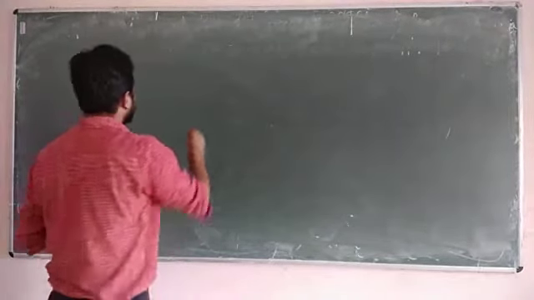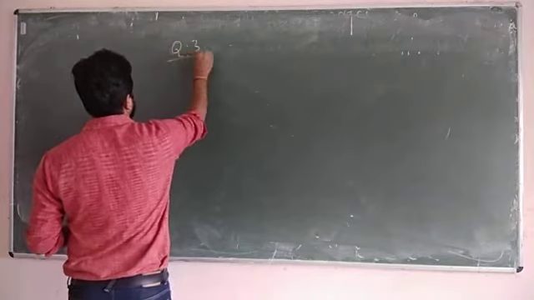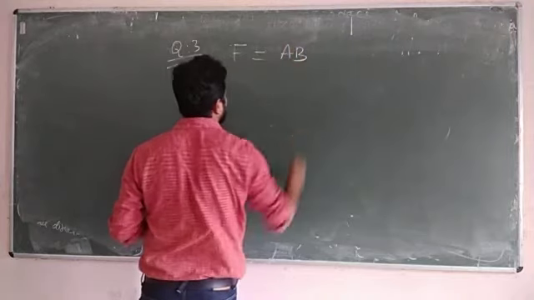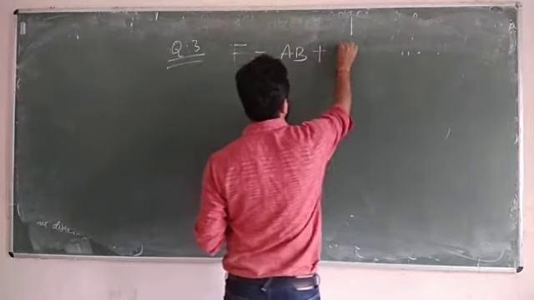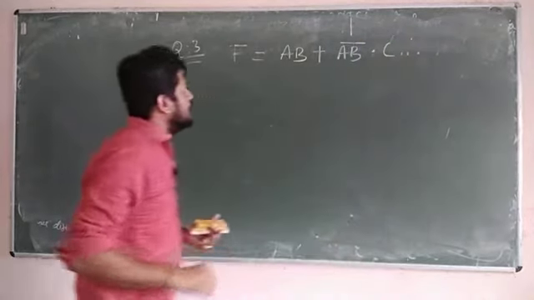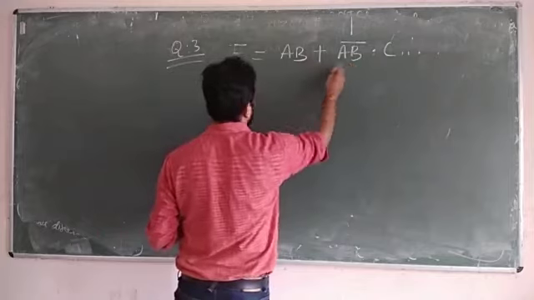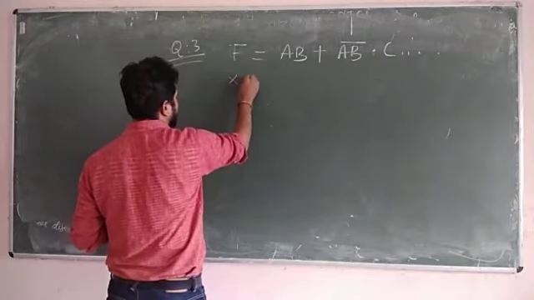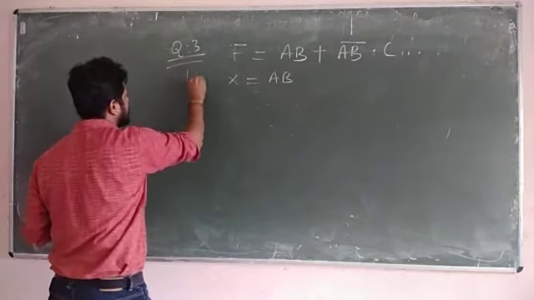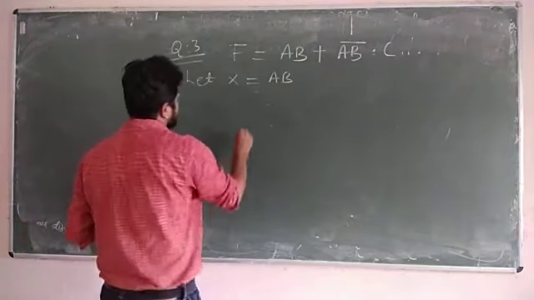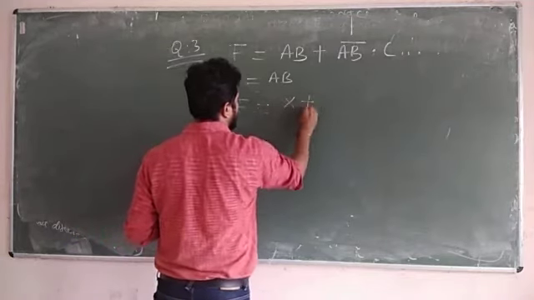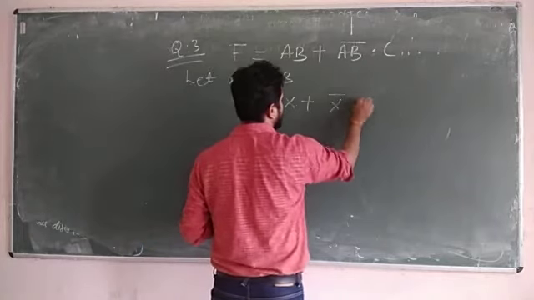Next question, I'm solving another example. The question given is F is equal to AB or A B bar and C. The moment you see AB and A B bar, assume that x is equal to AB. Putting this in the equation, finally you have x or x complement c.